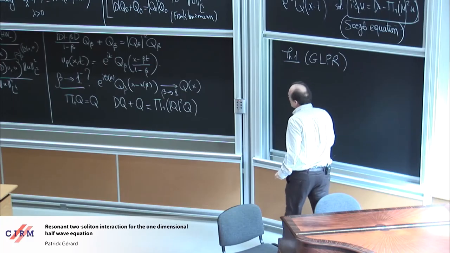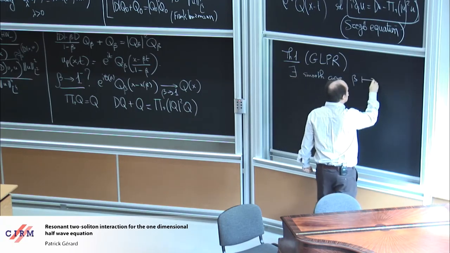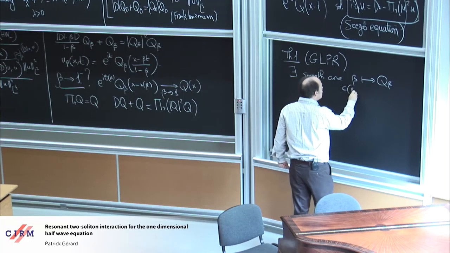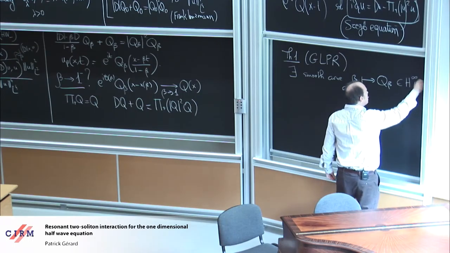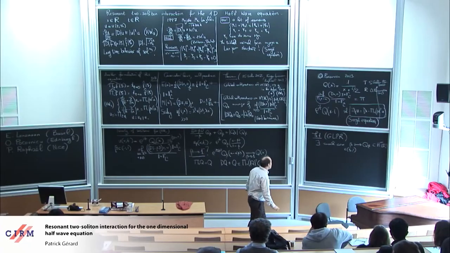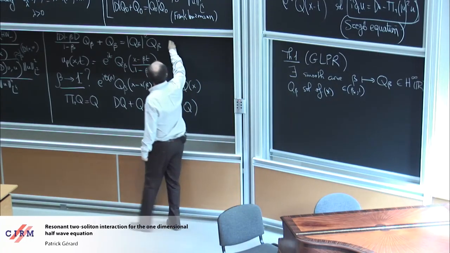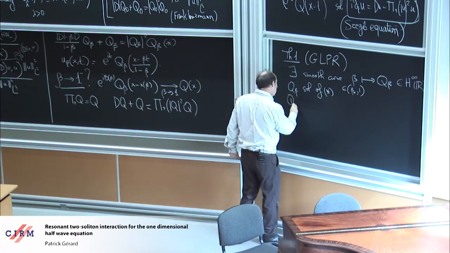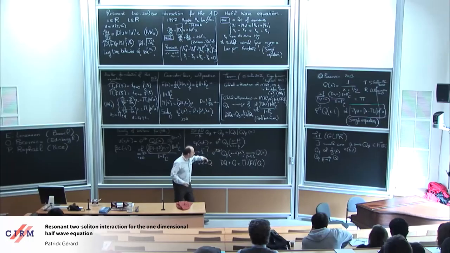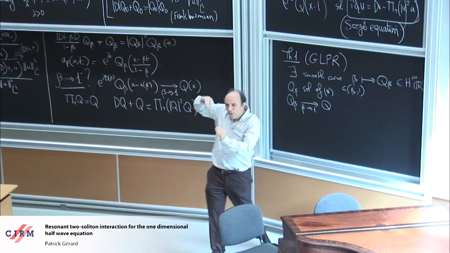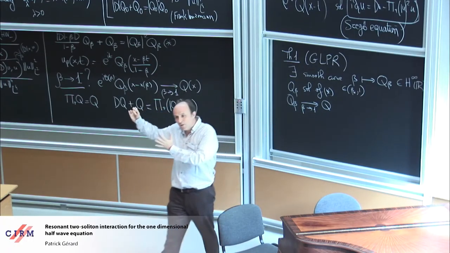And this first theorem tells you that there exists a smooth curve, β ↦ Q_β, for β close to 1, but smaller than 1, valued in H^{1/2}. In fact, it's in all the H^s. They are very smooth functions, such that Q_β is a soliton, so it's a solution of star here, and such that Q_β tends to Q as β tends to 1, up to applying symmetries. So you can deform this Q, which is perfectly well-defined, and you get Q_β, which are traveling waves of your half-wave equations.